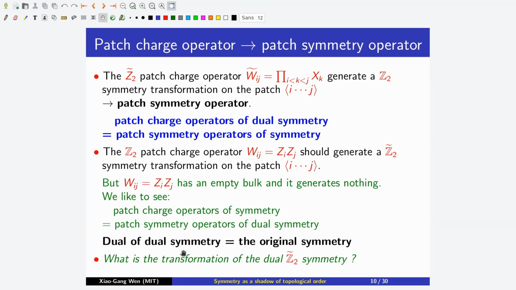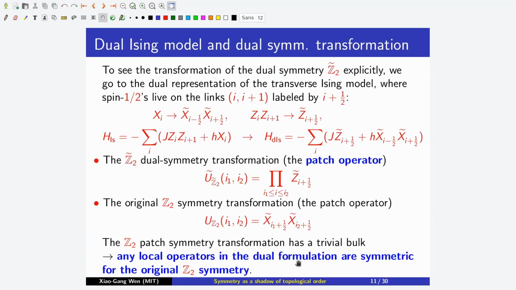So there's a question, though. We really want to see a non-trivial transformation of a dual Z2 symmetry, and this can be achieved using the duality mapping of the Ising model. To make this Z2 dual symmetry more reasonable, one can do the dual mapping. This mapping is the standard Kramers-Wannier transformation.